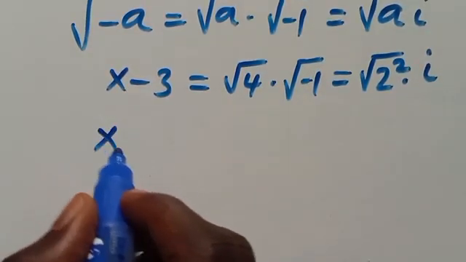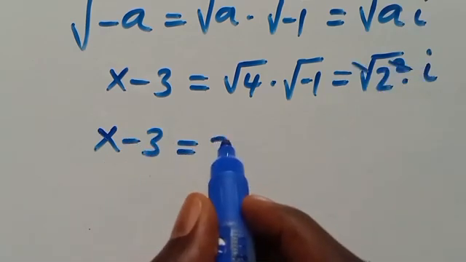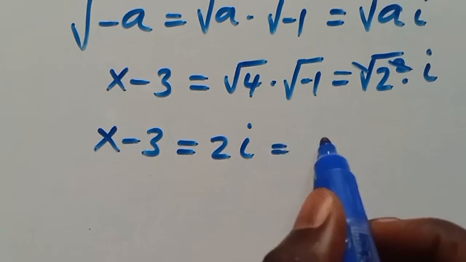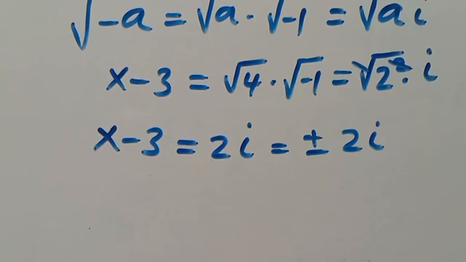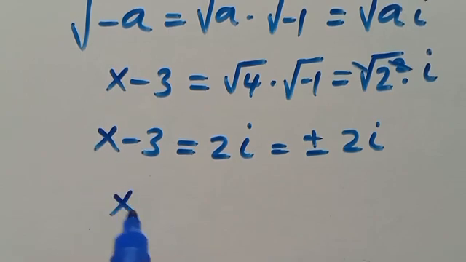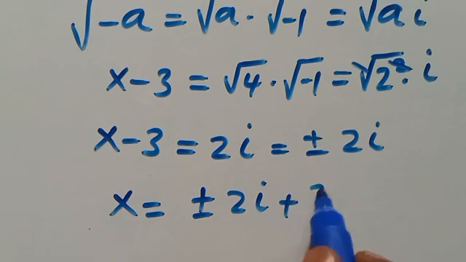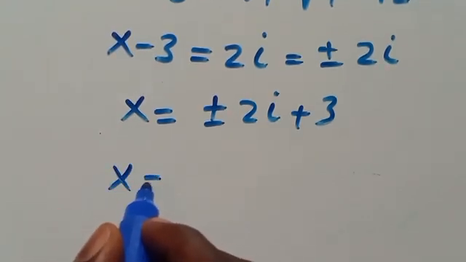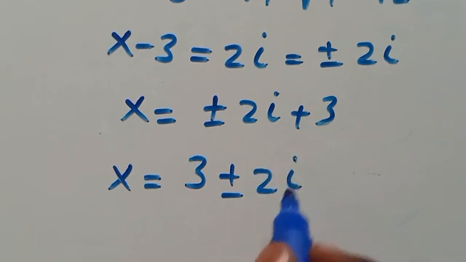So we have x minus 3 equals this, we cancel out this, we have 2i, because it equals positive or negative 2i because of its perfect square. So from here we have x to be equals positive or negative 2i, then plus 3. And so therefore we can write this as x to be equals 3 positive or negative 2i.